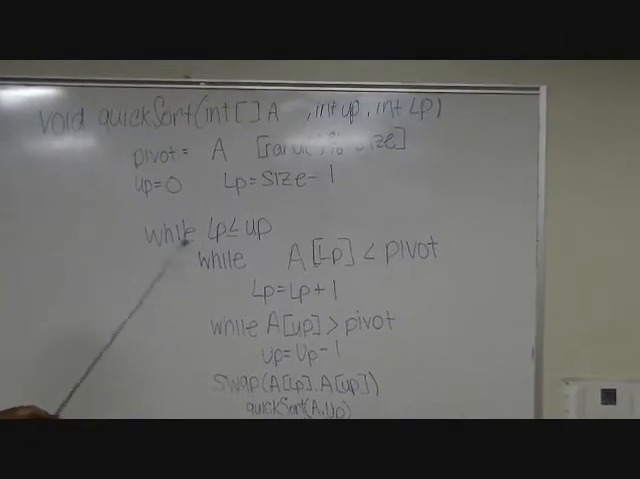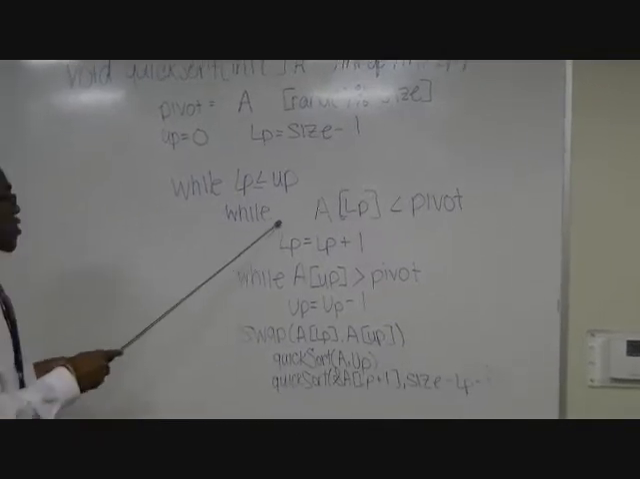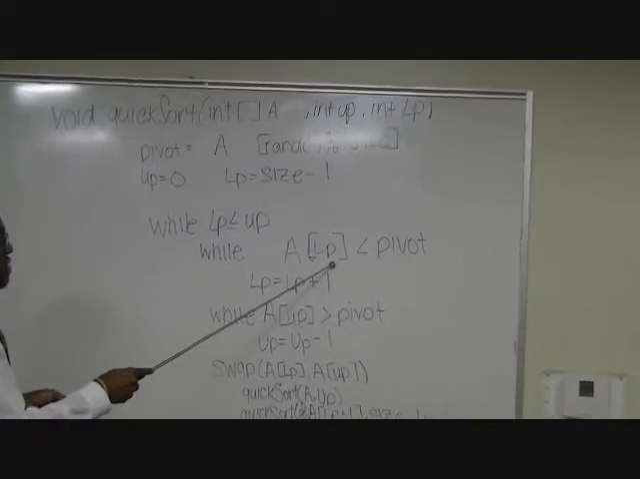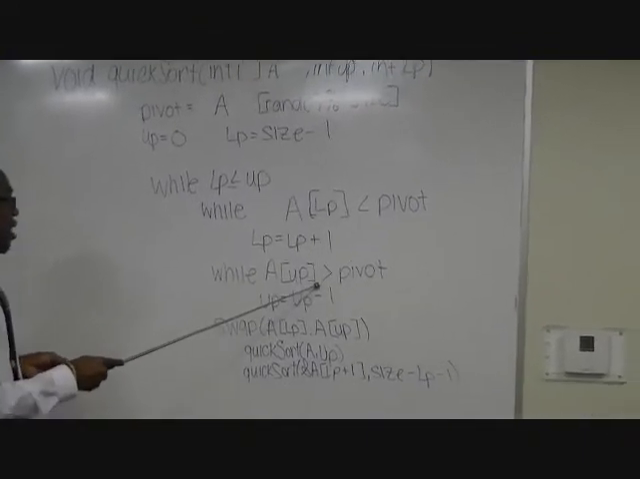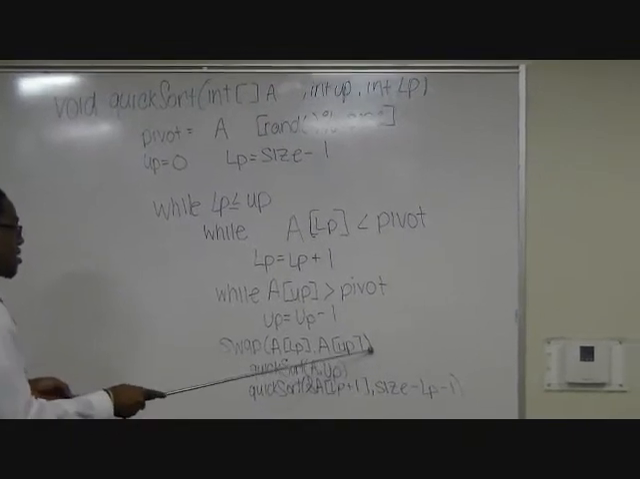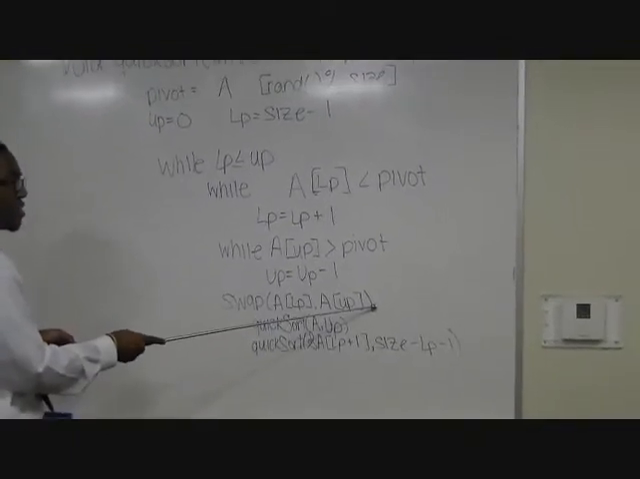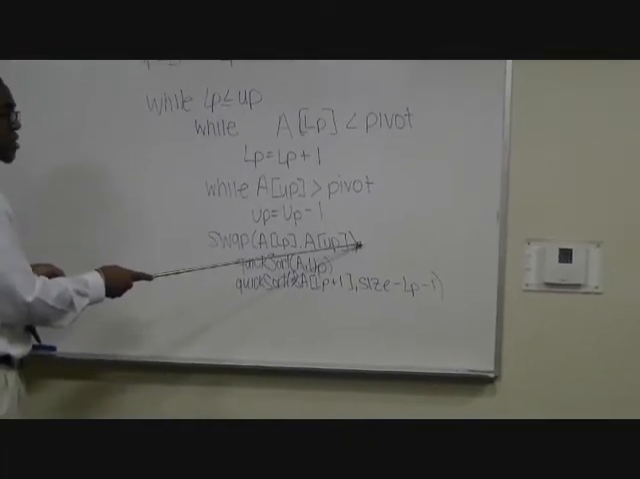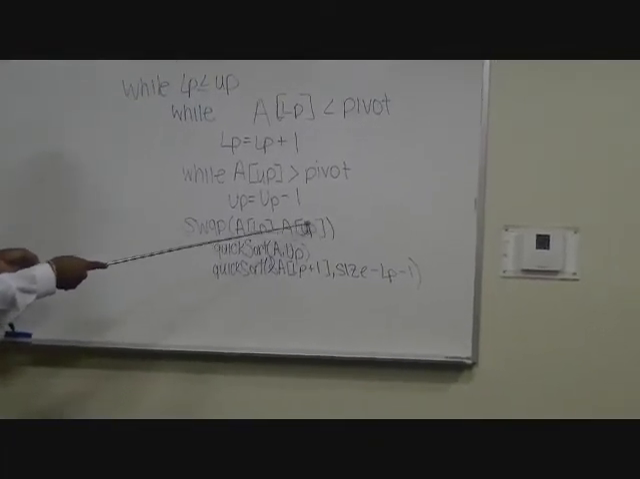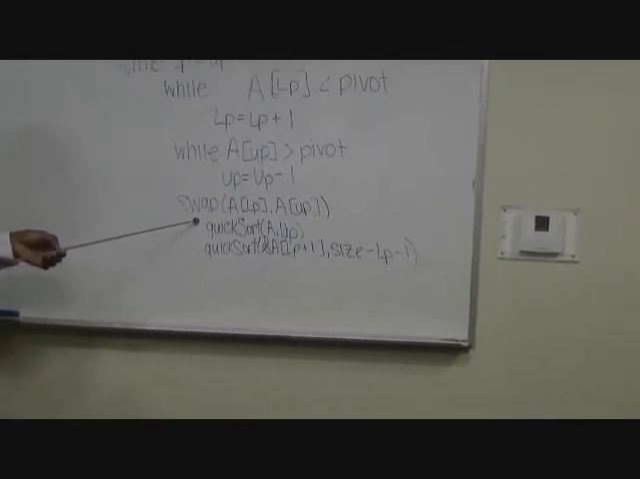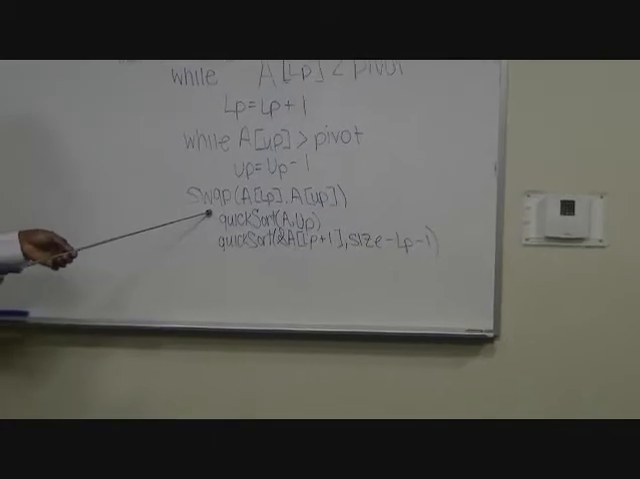Within this while loop, we have two other while loops. This second while loop takes the lower corner indexes that are less than the pivot and skips them. Here, all upper corner indexes that are greater than the pivot are skipped. Next, we have LP. When LP is greater than or equal to the pivot, and UP is smaller than or equal to the pivot, the elements in each index are swapped. Then we have to call the quicksort method on each of the other parts recursively.